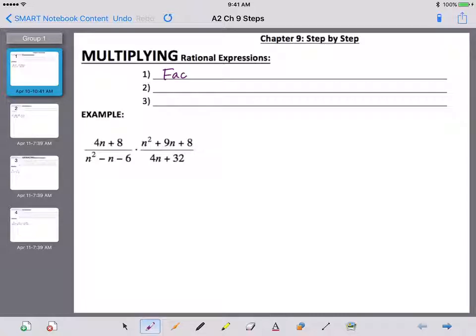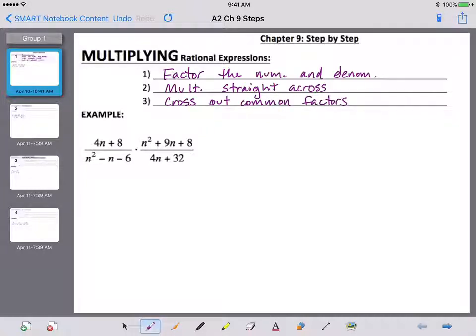The first is to factor the numerator and denominator. So if you look at the example below, we look at what can be factored. That's your first step. Once you have it factored, you just multiply straight across. And lastly, you cross out any common factors. So we're going to do that with this example below.